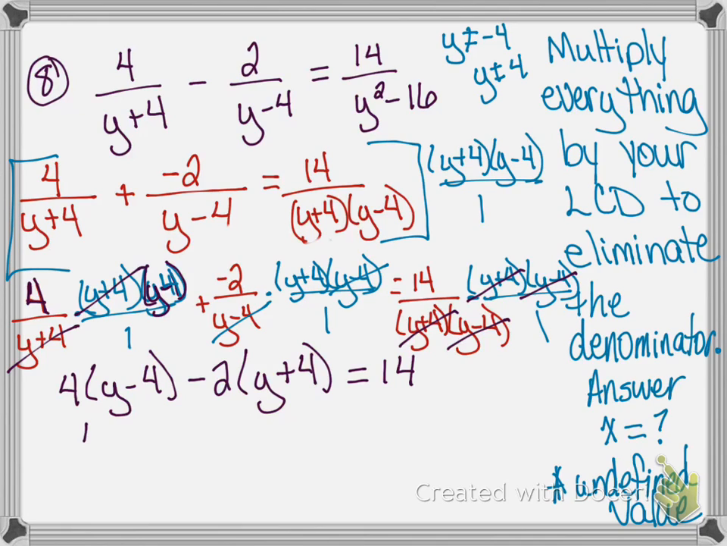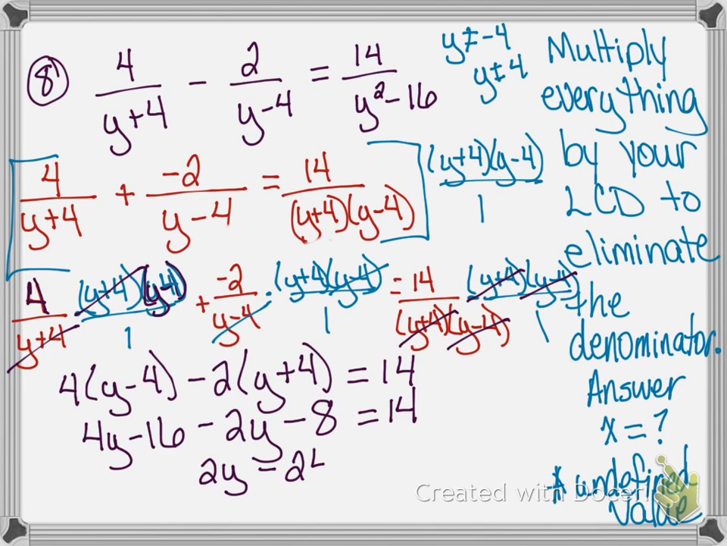Now I've got 4y minus 16 minus 2y minus 8. A lot of people made a mistake right there with the minus 8. They ended up with plus 8 or something like that. That equals 14. 4y and negative 2y give me positive 2y minus 24. All I did there was combine like terms: 4y and negative 2y, negative 16 and negative 8. Now I'm going to add 24 to both sides.